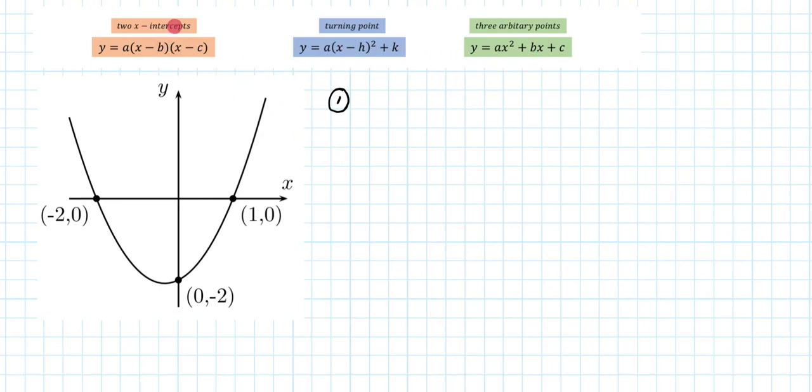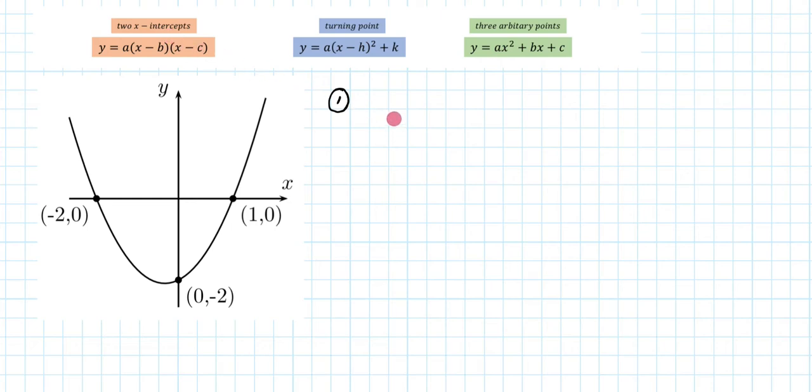If we're given two x-intercepts, we use this form. If we're given a turning point, we use this form. And if we have three arbitrary points, we use this form. So now let's look here and see what we've been given. As you can see here, I've been given two x-intercepts. So that means I'm going to be using this option right here.